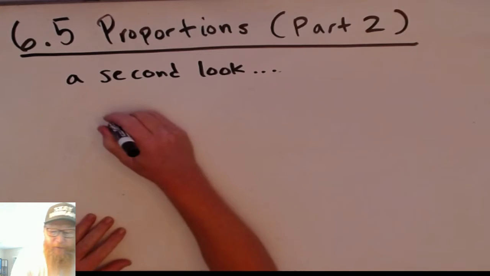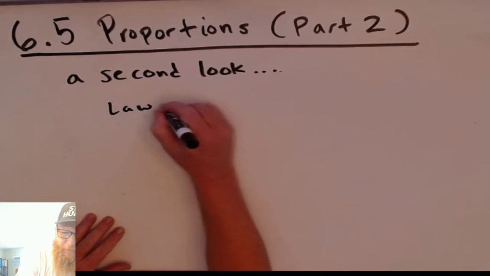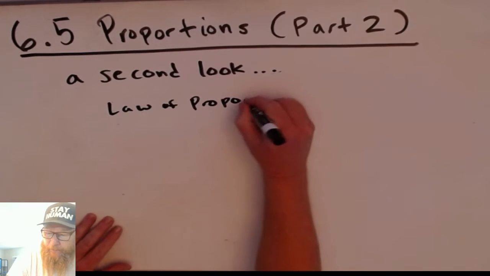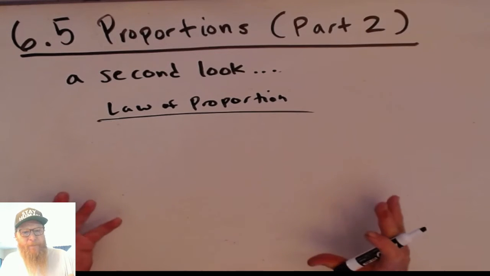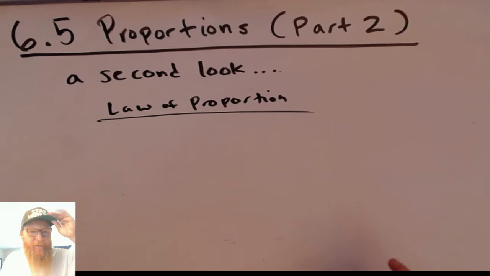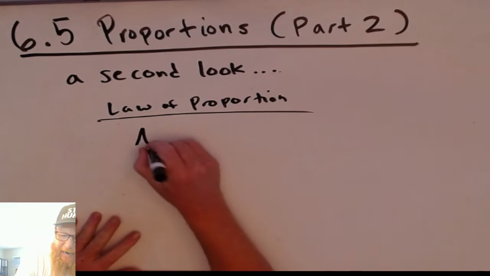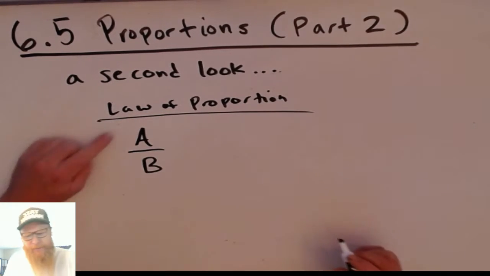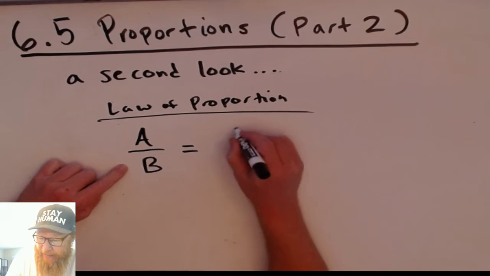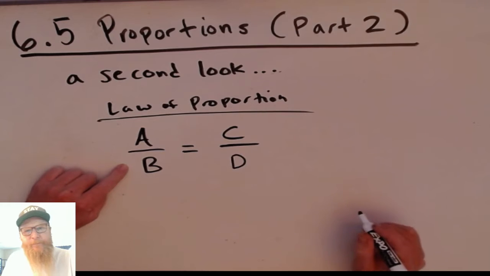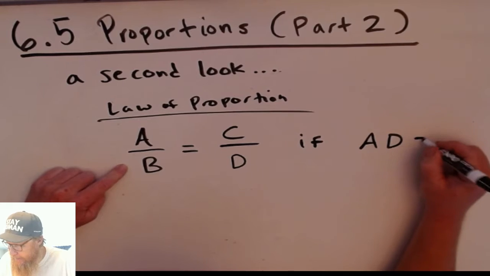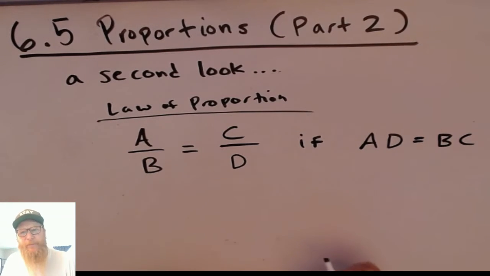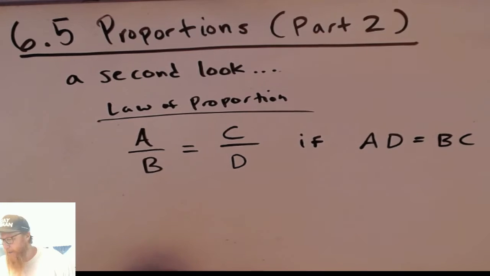Let me remind you of the law. I'll spare you the verbal version right now, I'll probably come back to that in a minute, and just write out the algebraic one. We say that A is to B, or A over B, as C is to D, if A times D is equal to B times C. And that's the cross multiplying that we mentioned.